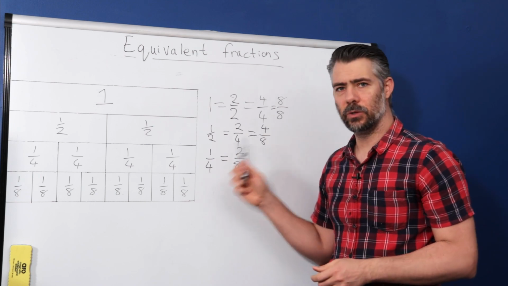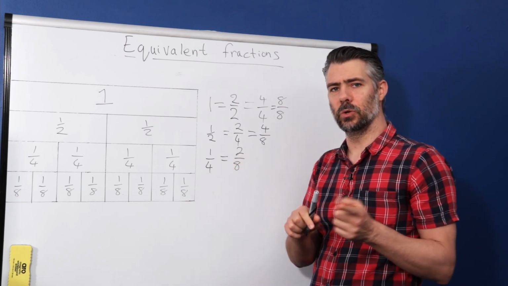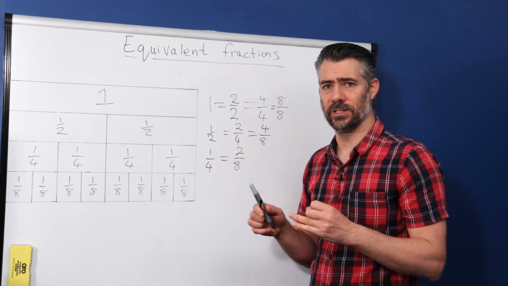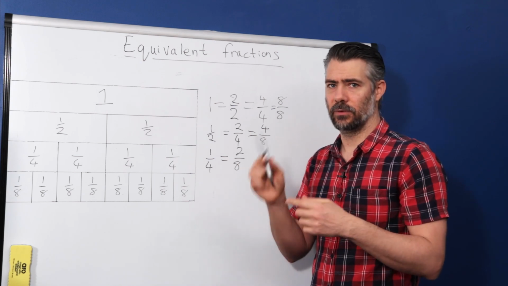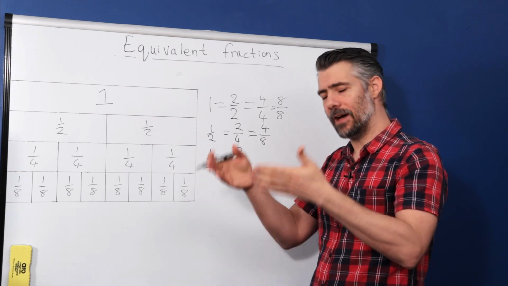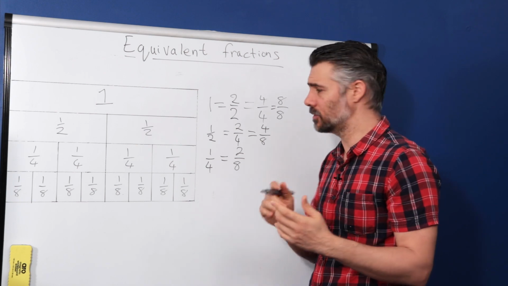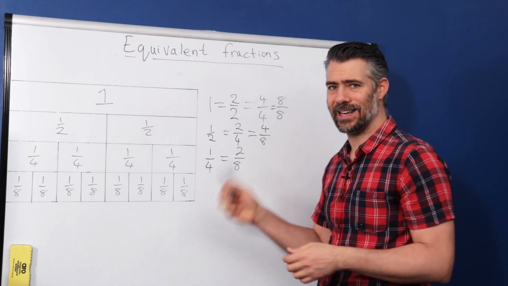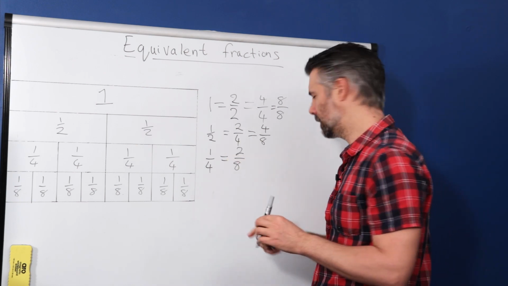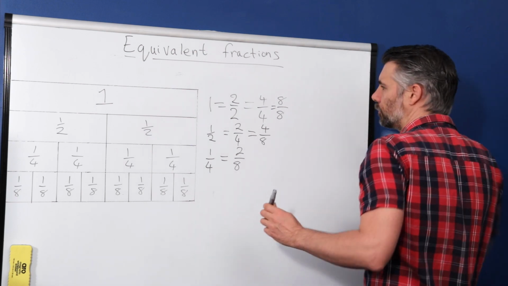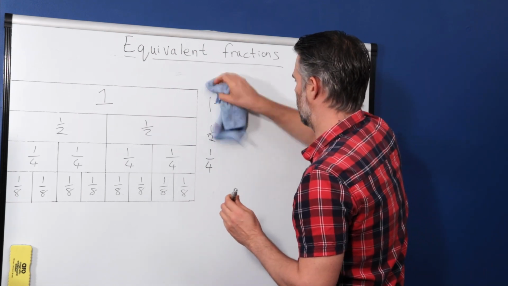Now, we use this when we are trying to do addition or subtraction of fractions and the bases are different. If the denominators are different, we have to make them the same in order to add and subtract them. So we'll use this idea to add and subtract. So this is how we can do it.